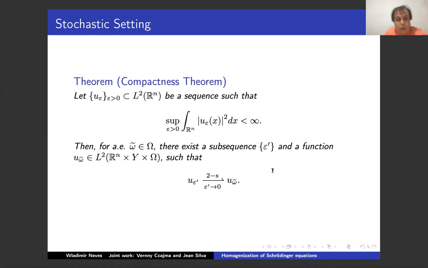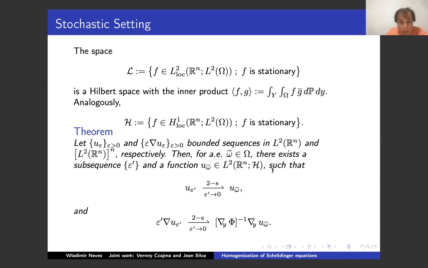Okay? So we are going to use this in the stochastic linear Schrödinger equation, this idea of passing to the limit with this compactness theorem. More than that, it's very important, these two sets, capital A cursive and H cursive, which are functions f which are stationary and have this regularity, which is L2 loc in Rn with values in L2 of omega. So this is a Hilbert space and we could consider the inner product in this way.